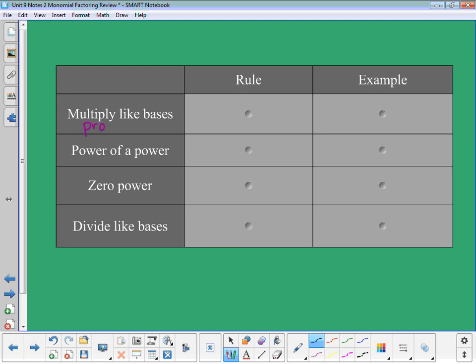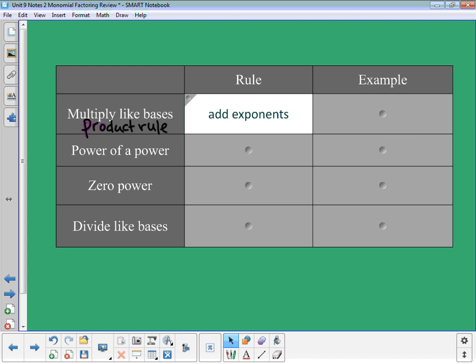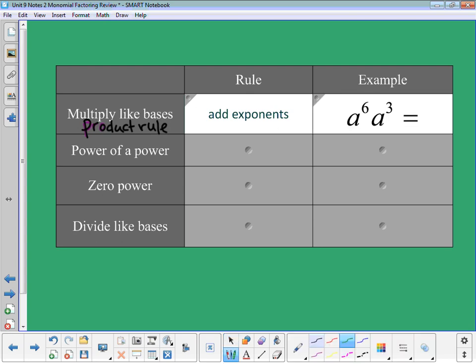Purple's kind of hard to see. Product rule. When we're multiplying things with like bases, we need to add their exponents. And for an example, if we had a to the 6th times a to the 3rd, that gives us a to the 9th.